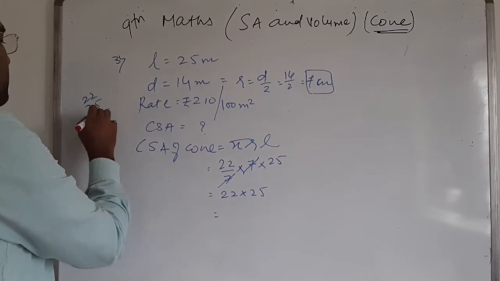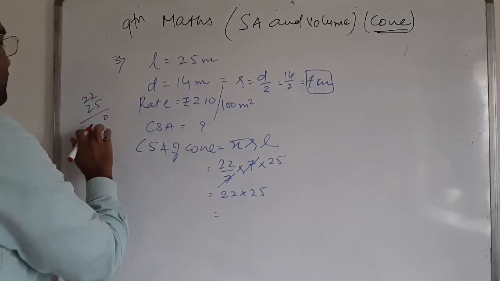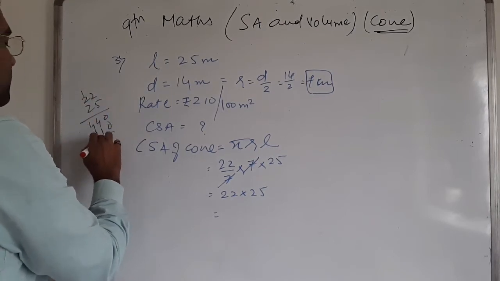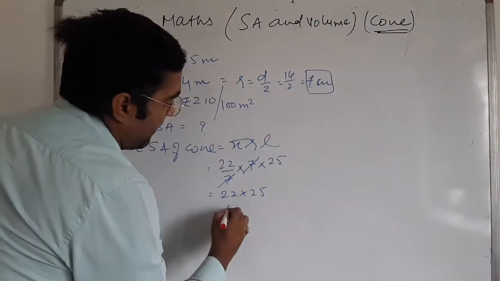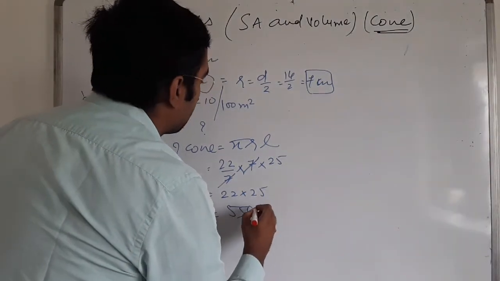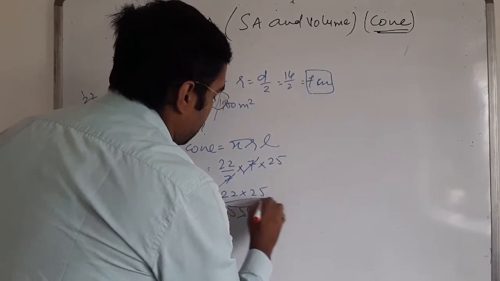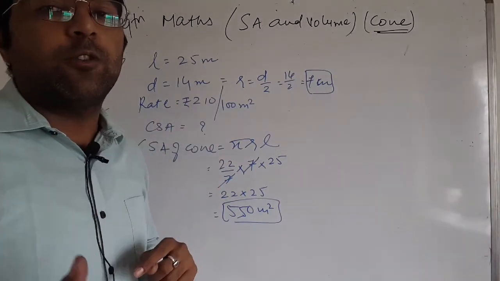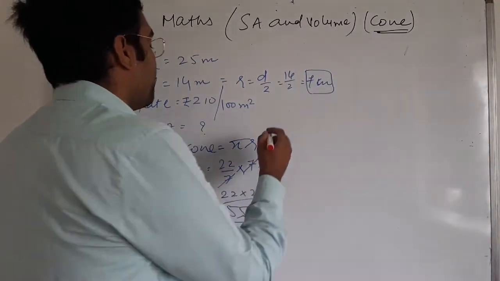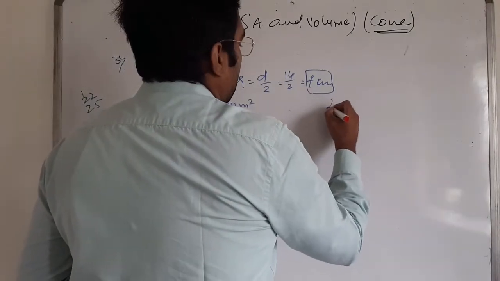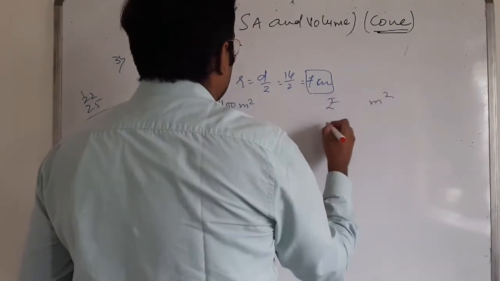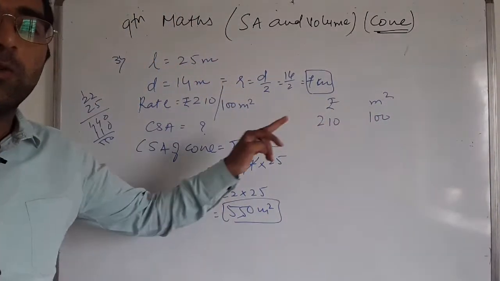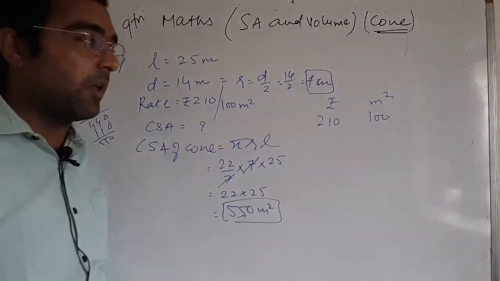2 twos are 4, 5 twos are 10 plus 1, 11, that is 550. Here my answer is 550 meter square. Now we have to find how much money they require for whitewashing the tomb. The rate is given as 210 rupees per 100 meter square.